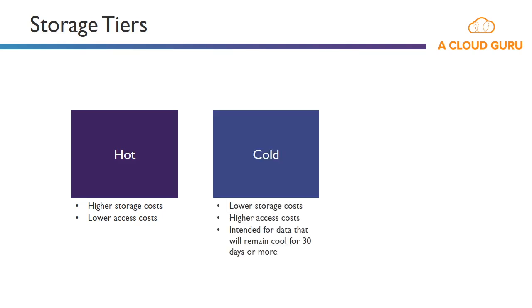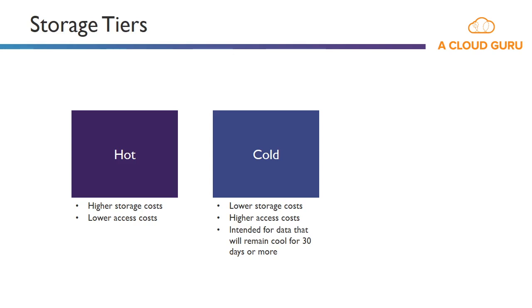Then we have cold storage. This has lower storage costs now, but higher access costs. And it is possible to move from cold to hot and hot to cold, as you'll see in some of the demos. But what you do incur is a storage cost penalty when you do that, because if you're moving from cold to hot, immediately you're going to pay those higher access costs for accessing the cold storage as you move it to hot. So even though you can move them around, it's best to aim to use the right tier of storage for your purpose.